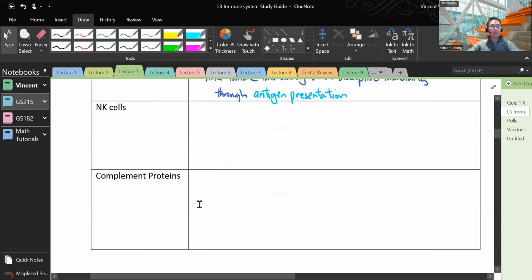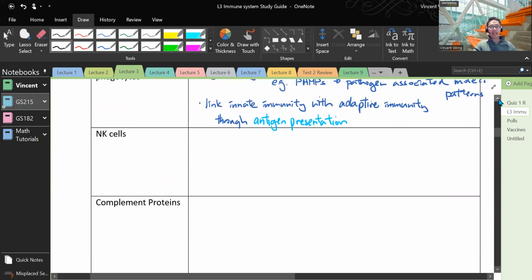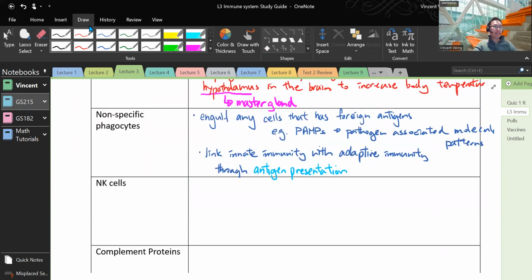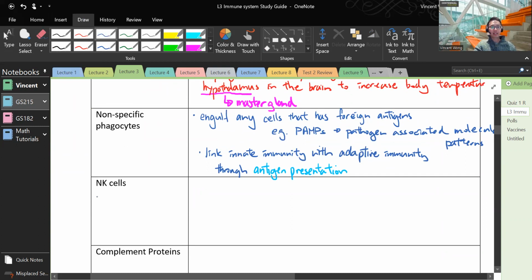We have another cell here, which is the NK cell. What does NK stand for? It has an awesome name. It is natural killer cell. And the purpose of the NK cell is basically to kill infected cells.